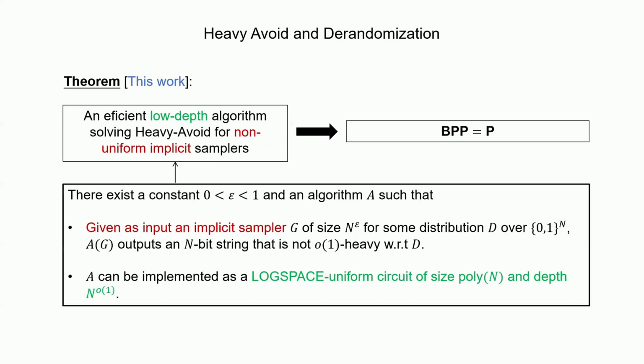More precisely, there exists a constant epsilon and an algorithm A such that given as input an implicit sampler of size n to the epsilon for some distribution over n bits, A outputs an n-bit string that is log little o of 1 heavy. Additionally, A can be implemented as log-space uniform circuits of size poly n and depth n to the little o of 1. And note that we are considering the setting of solving heavy avoid for non-uniform samplers, where the samplers are given as input to the algorithm, instead of a sequence of predetermined uniform samplers as in previous cases. Also, we need to solve heavy avoid in a very efficient manner using a uniform circuit that has subpolynomial depth.